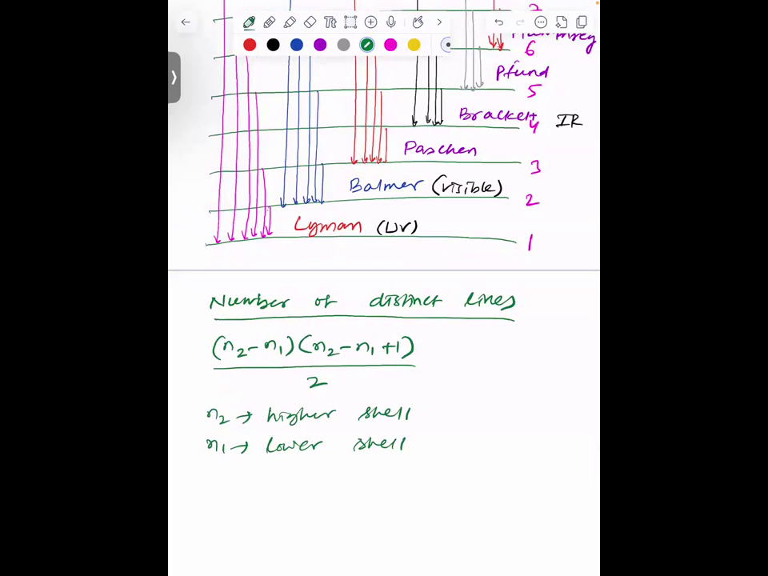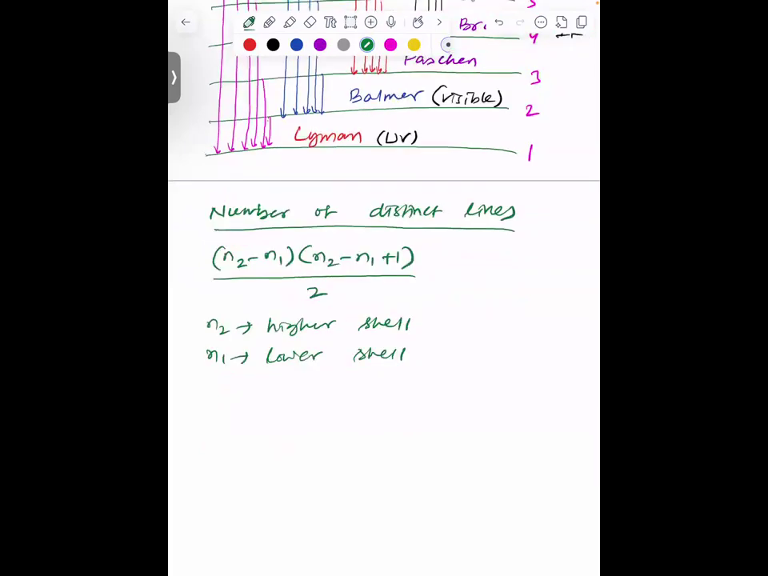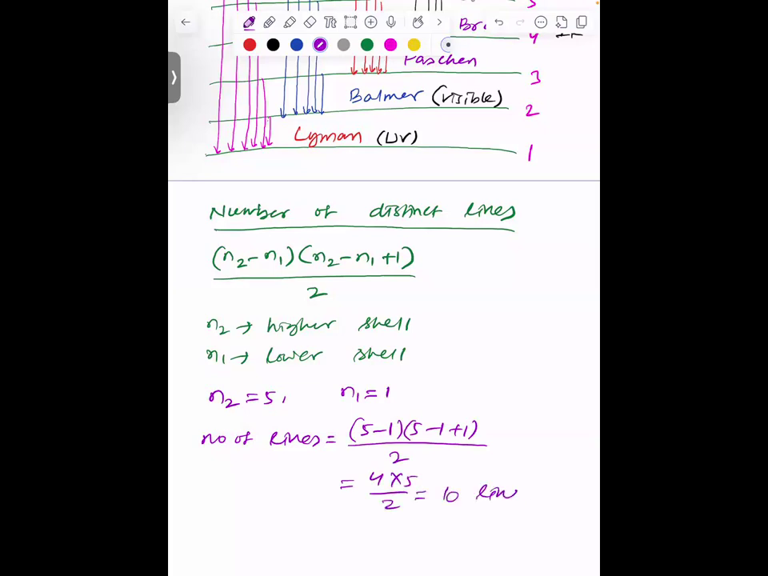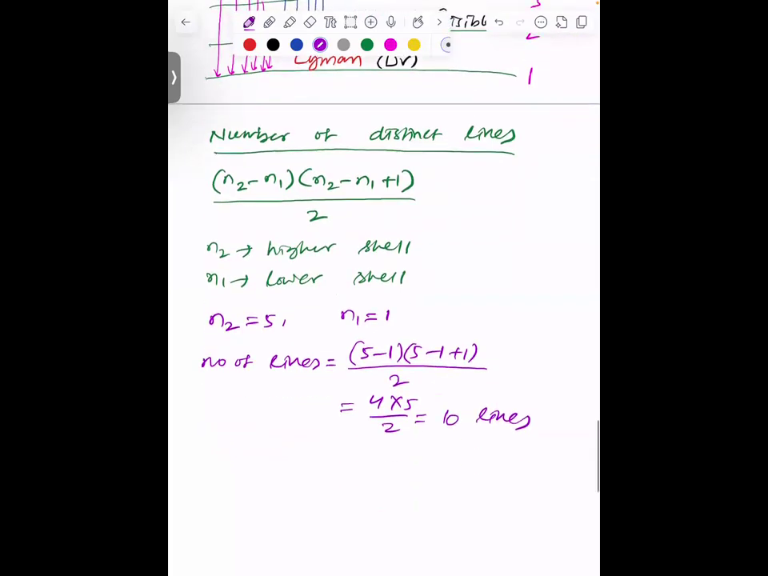Suppose we say the higher shell, that is n2, is 5 and it is coming to the ground state. Ground state means n1 is 1. So number of lines is 5 minus 1 into 5 minus 1 plus 1 divided by 2. So 4 into 5 by 2, that is 10 lines. So number of distinct lines are 10. So this is one formula.